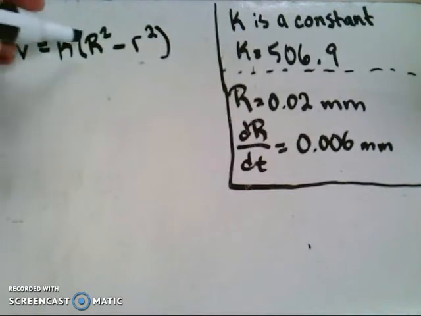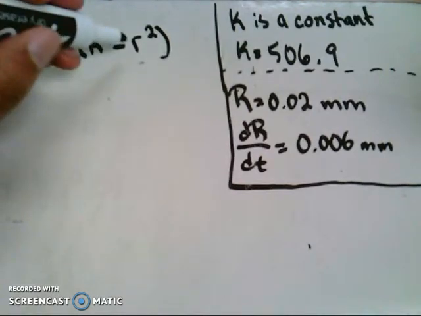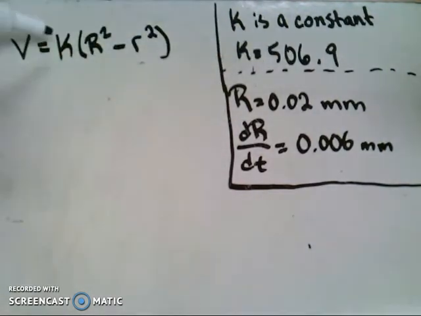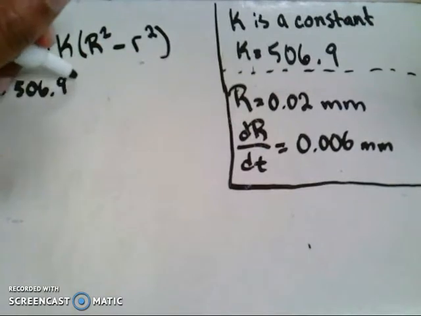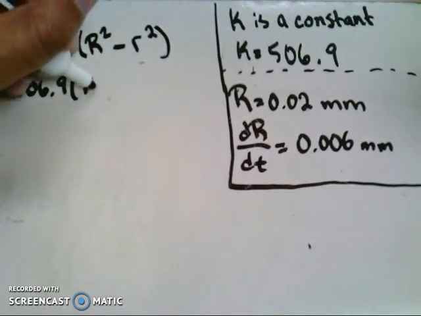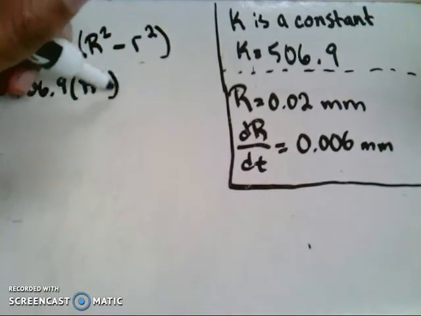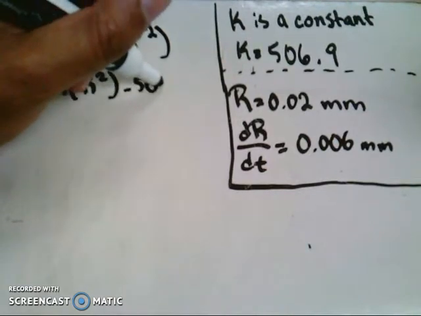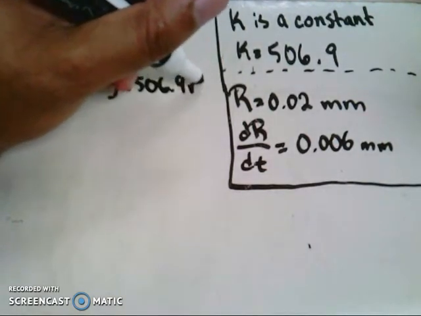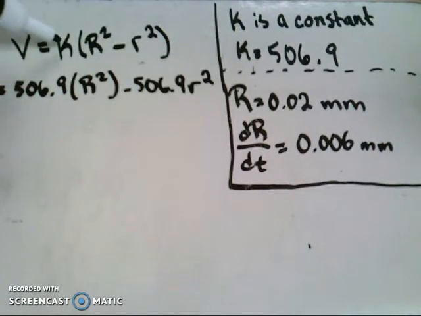So before we fill it all out, let's plug in 506.9 for K, and we're going to leave lowercase r alone because it's a constant, but the value for that one is not given. So V equals 506.9 times R squared minus 506.9 times lowercase r squared. And I just distributed the 506.9, which was K, across this expression here.